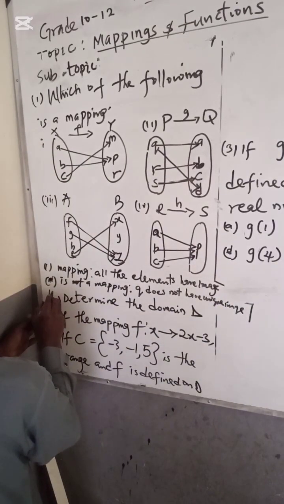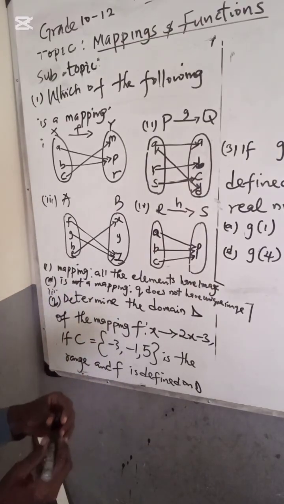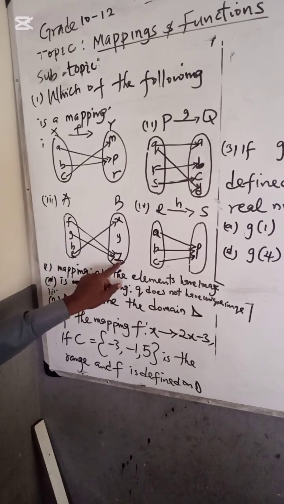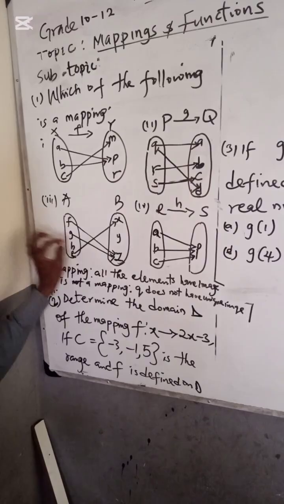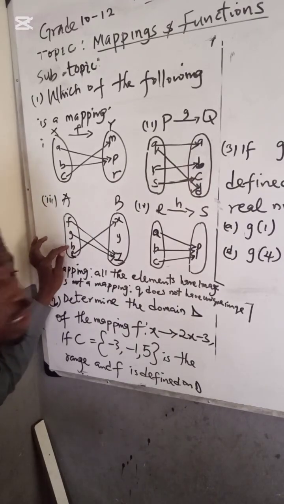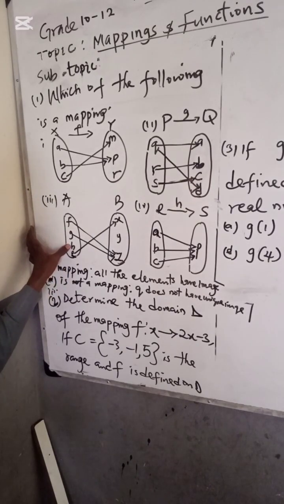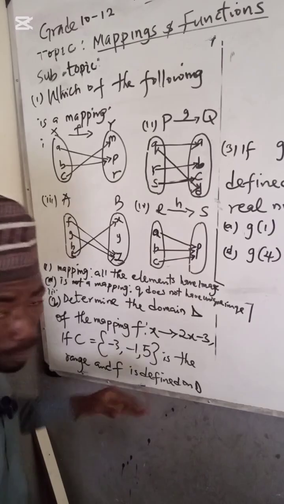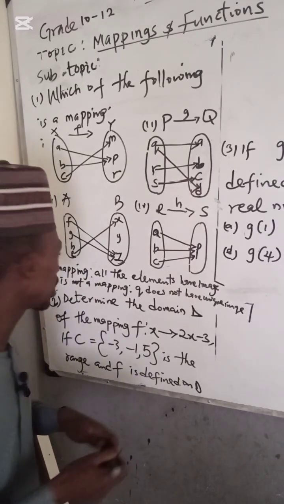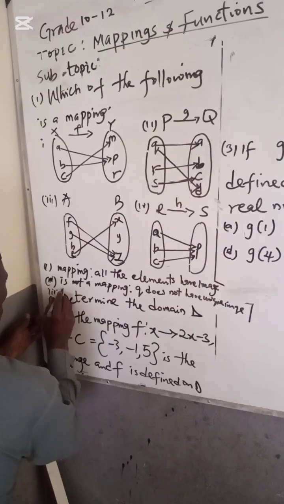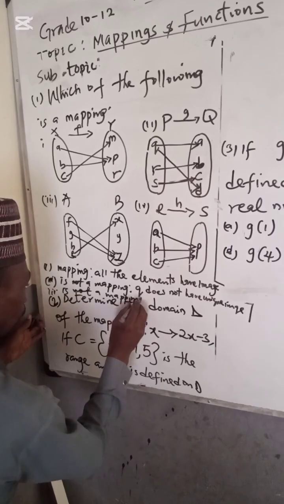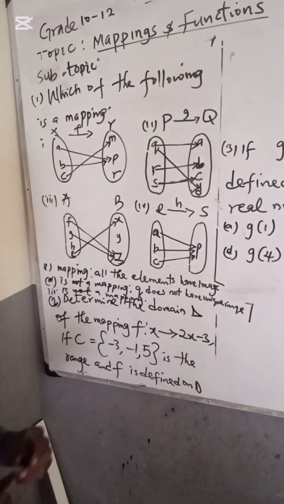Now, let's look at the third one. F has an image Z. G has an image Z. E has an image X. H does not have an image. I would say for a relation to be a mapping, every element in the domain must have an image. Therefore, the third question is not a mapping, because a certain element in the domain does not have an image.